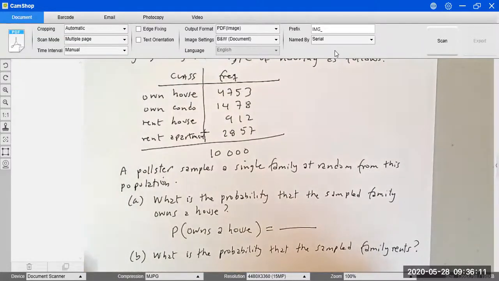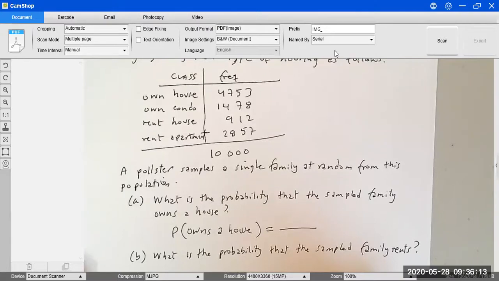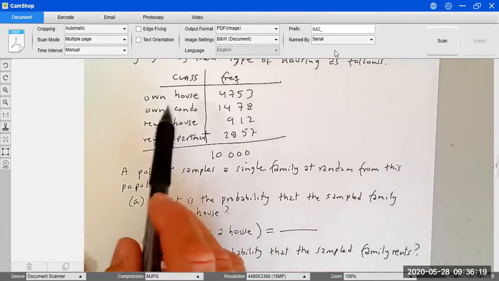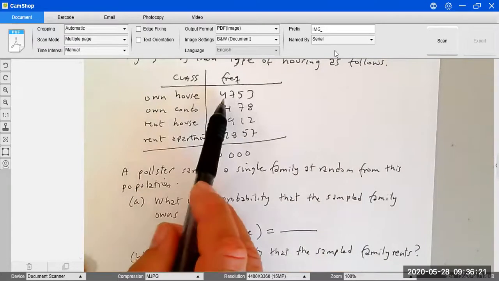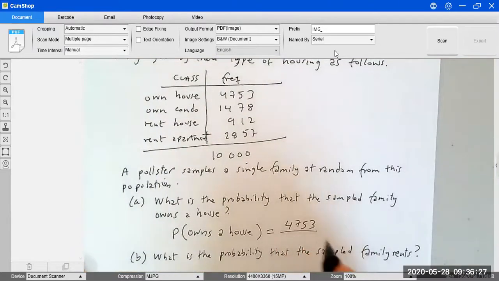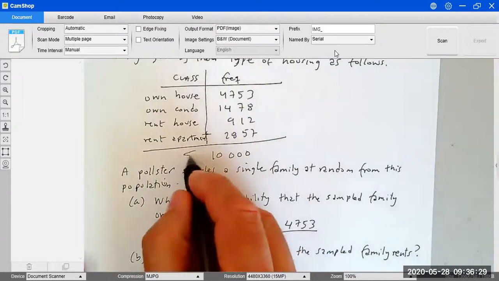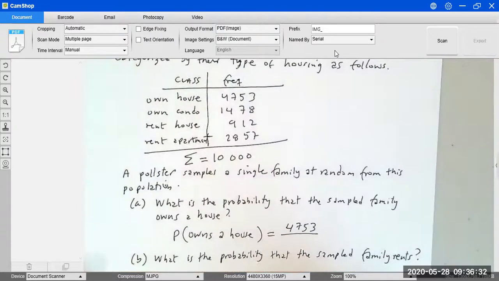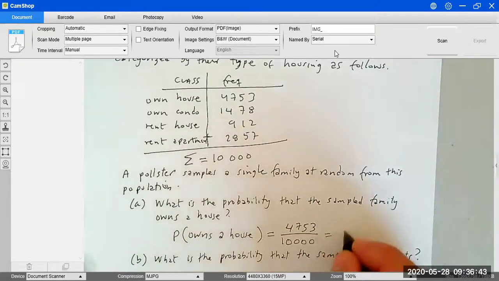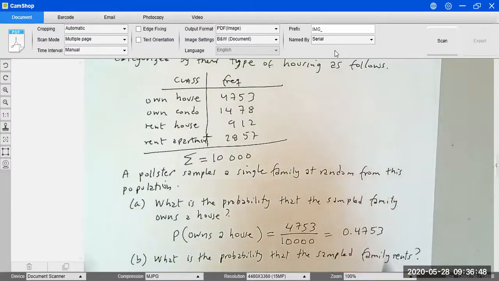So it's going to be again a fraction. First we're going to look for the frequency of the event that is our event of interest. In this case, the families owning a house are just 4,753, and the sum of all the frequencies is just 10,000 because we knew that there were 10,000 families in this town. So we're going to divide this by 10,000. So we're going to get just 0.4753. So this is the probability.